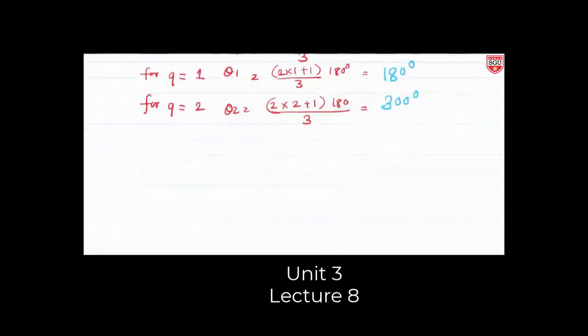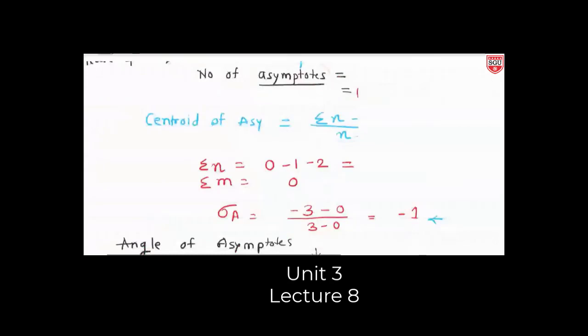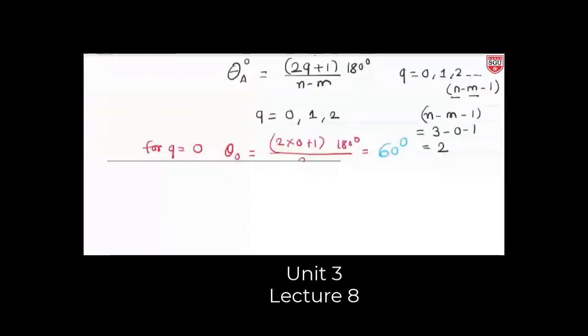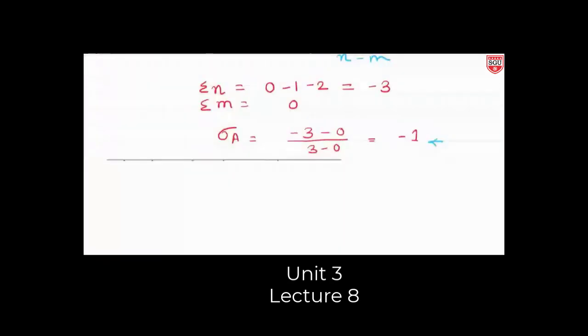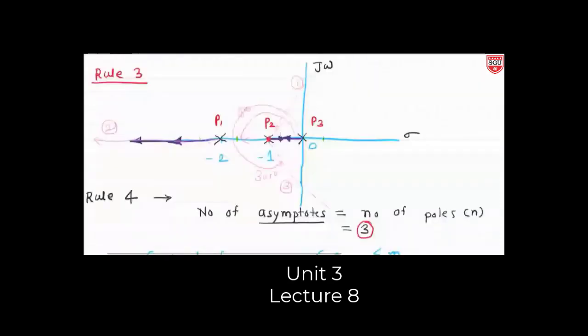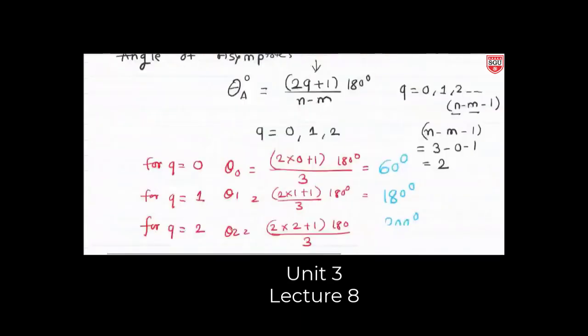Rule number 6. What does rule number 6 say? We have to find out the breakaway point. Here, you know that 2 branches are coming together. Here, somewhere, branches are meeting together and they will leave the real axis. And that breakaway point we have to find. For that, we have to use the formula.